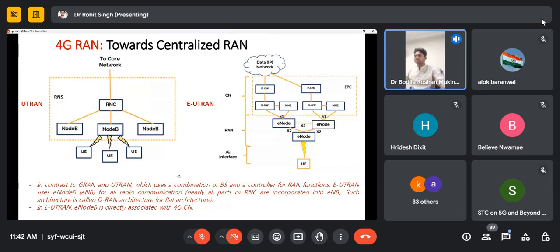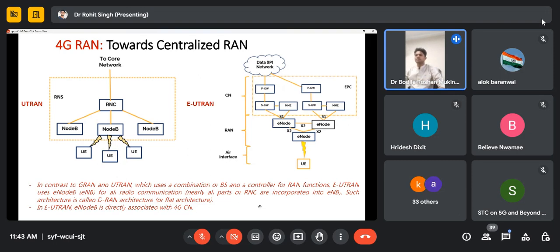So I have summarized this in this slide. This I will share with you. You can go through it. But the crux is, in contrast to GRAN and UTRAN, which use a combination of base station and controller, E-UTRAN uses eNode B. Nearly all parts of the RNC are incorporated in eNode B, which is again very obvious.